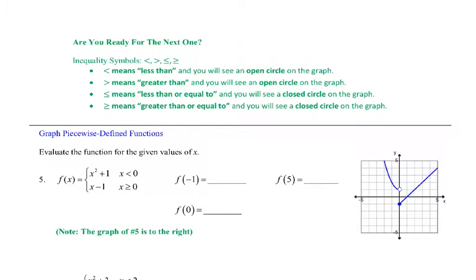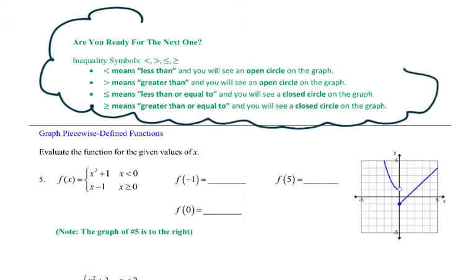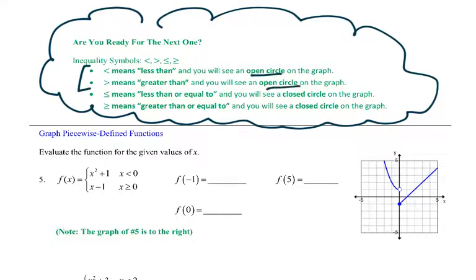The next thing we're going to look at is piecewise functions. In order to make sure that we're ready for analyzing piecewise functions, we need to make sure that we know our inequality signs. So if you don't know these, go ahead and pause and write them down. The big thing to know, though, is that these first two symbols, you end up with an open circle on the graph. These two symbols, you have a closed circle on the graph.